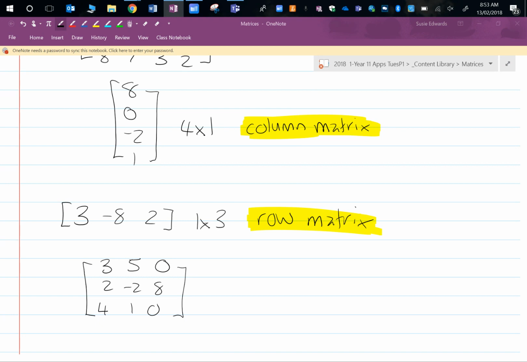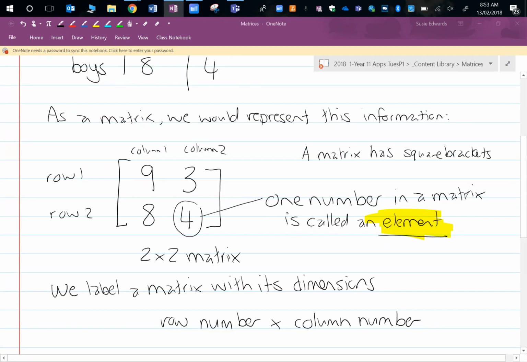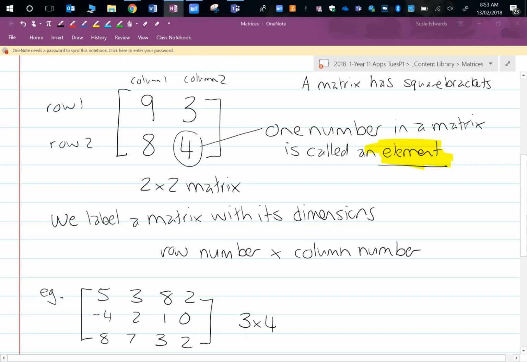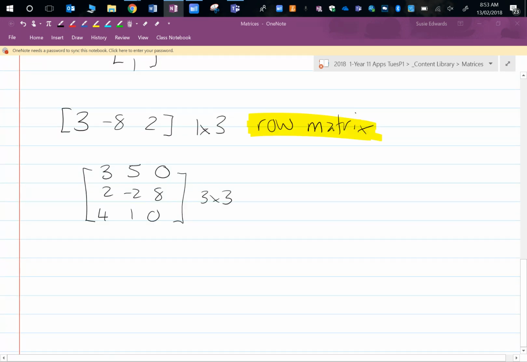Number? 3 by 3. Now, this one also has a name, and it's the same name as this one up here. Square, okay? Because they're the same, it's called a square matrix.